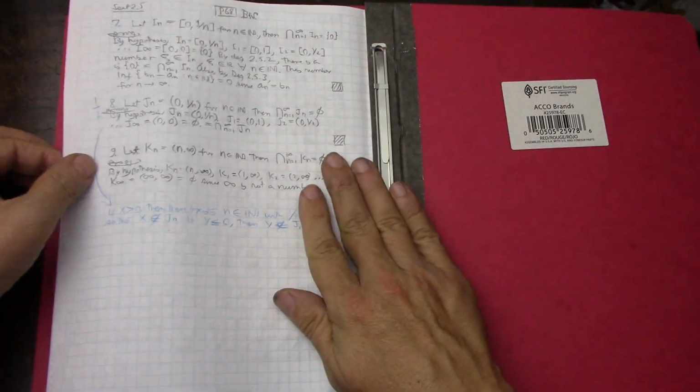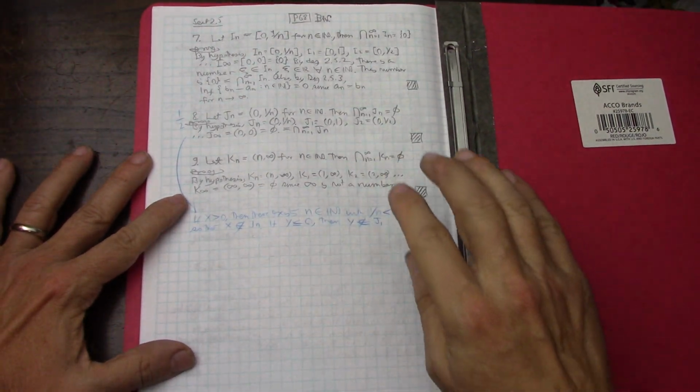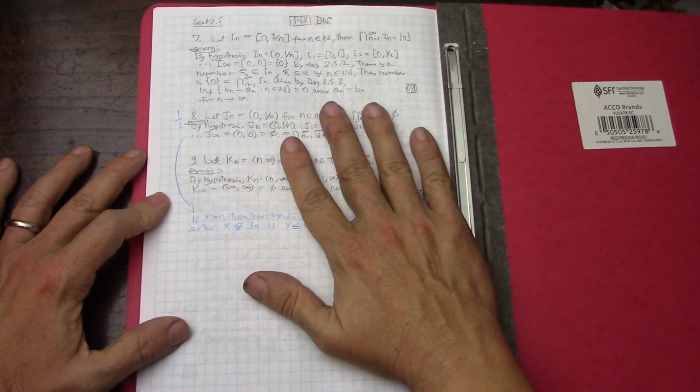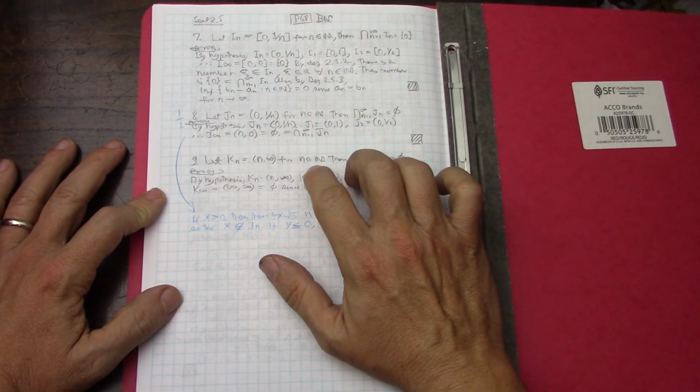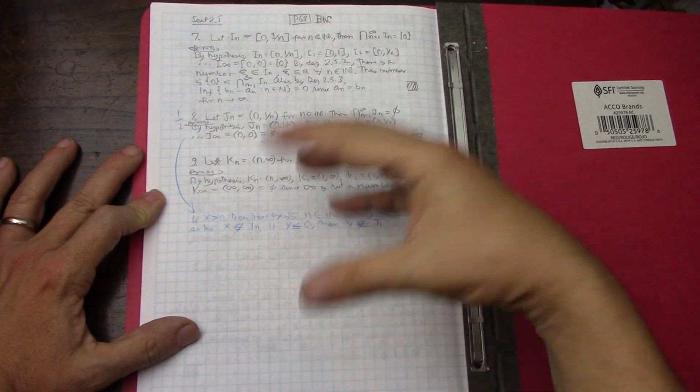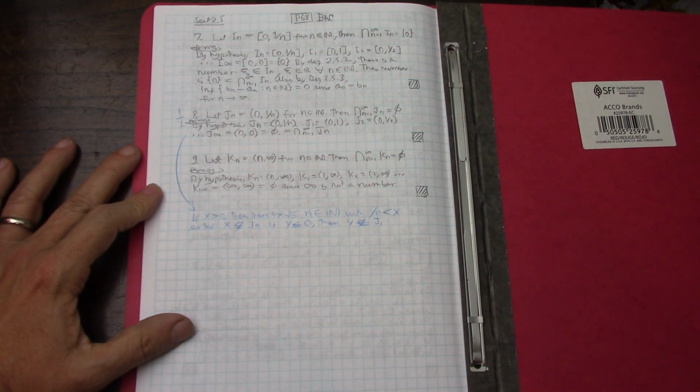So there you have it. That is the end of chapter 2 problems for Bartle and Sherbert. I'm not sure if I'll come back and try to do any more of the problems because there are other books that I'm also working on for mathematical analysis.